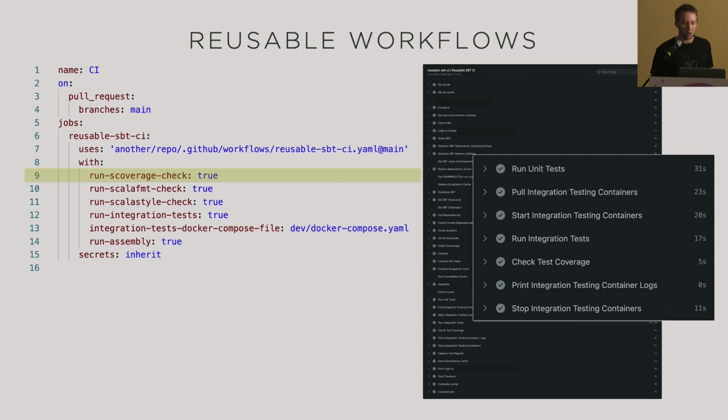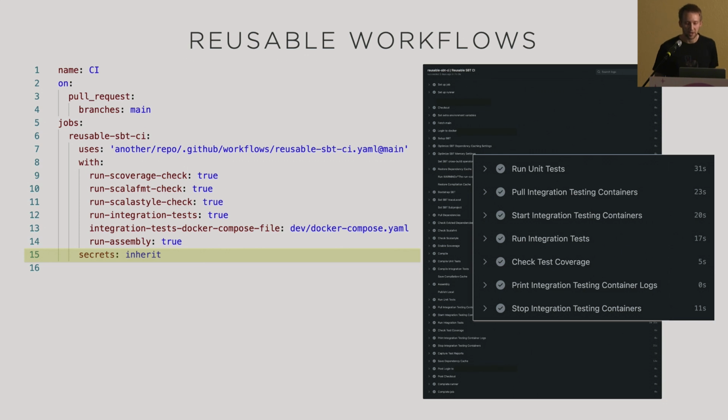For example, on line 9, we're saying that we want it to run scoverage checks to measure our test coverage. Then we say we want to use Scalastyle and Scalafmt to lint the code. And we tell it that we'd like to run integration tests and that we have a Docker Compose file that it should start before the integration tests run. And we say that it should also run assembly to make sure that we can still assemble our jar.